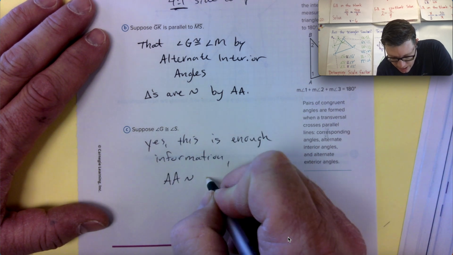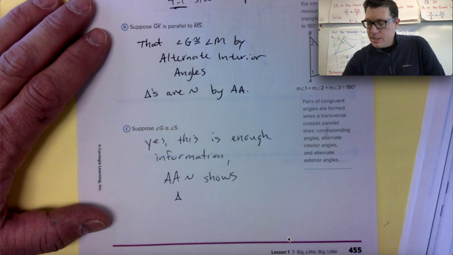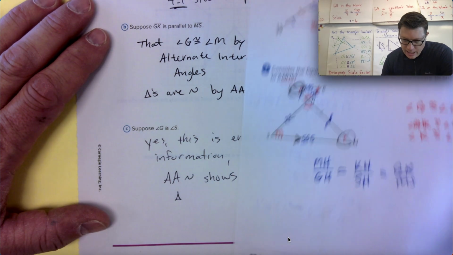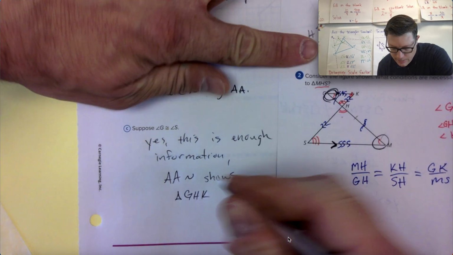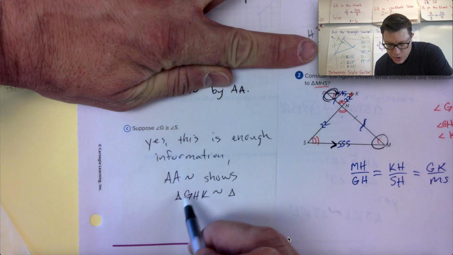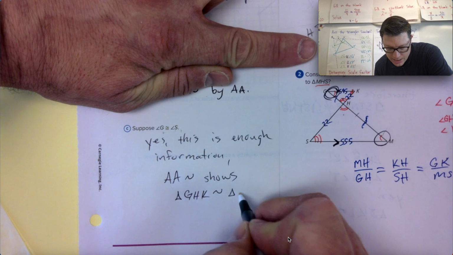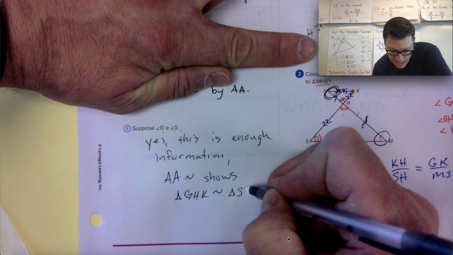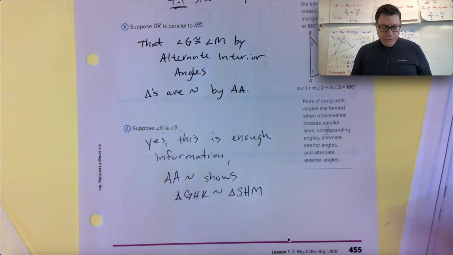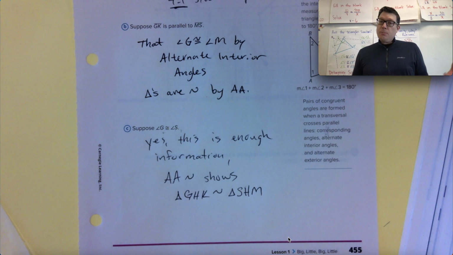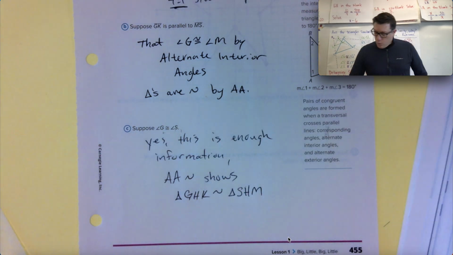Angle-angle similarity shows the triangles are similar. Now I've got to think of my letters, right? The similarity statement matters. So if I say GHK, and then I use the similarity symbol, if I'm saying G and S are the same, then in the similarity statement, G and S should be in the same location. H is congruent to itself, and then M. This is a slightly different arrangement of the letters, but it's all based upon what information we're establishing from the very beginning. Yes, that is enough.